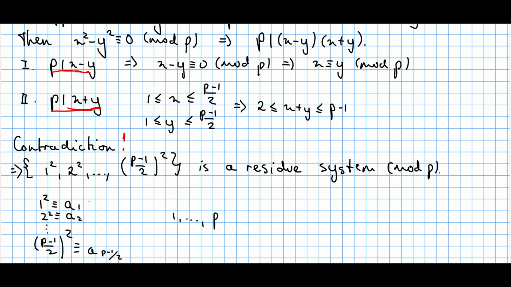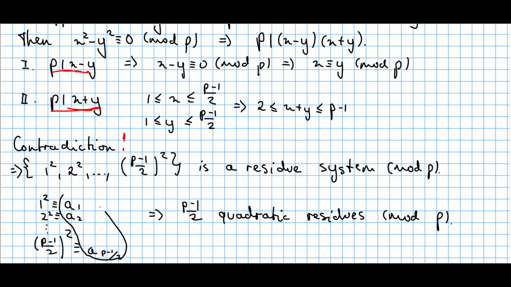Some elements. So thus, these equations imply that we have (p minus 1) over 2 quadratic residues modulo p. And the remaining (p minus 1) over 2 elements that didn't get into those are quadratic non-residues modulo p, and that's what we needed to show in our proposition.